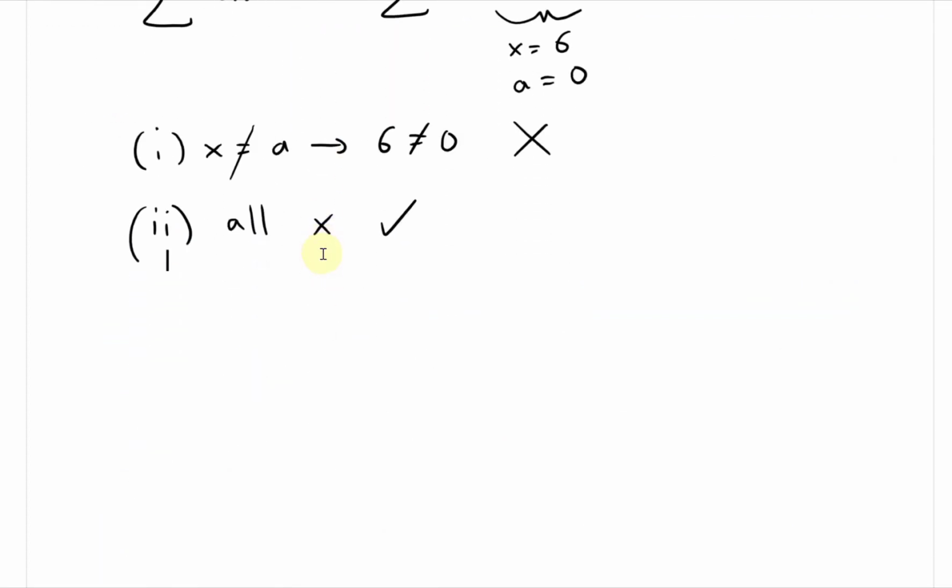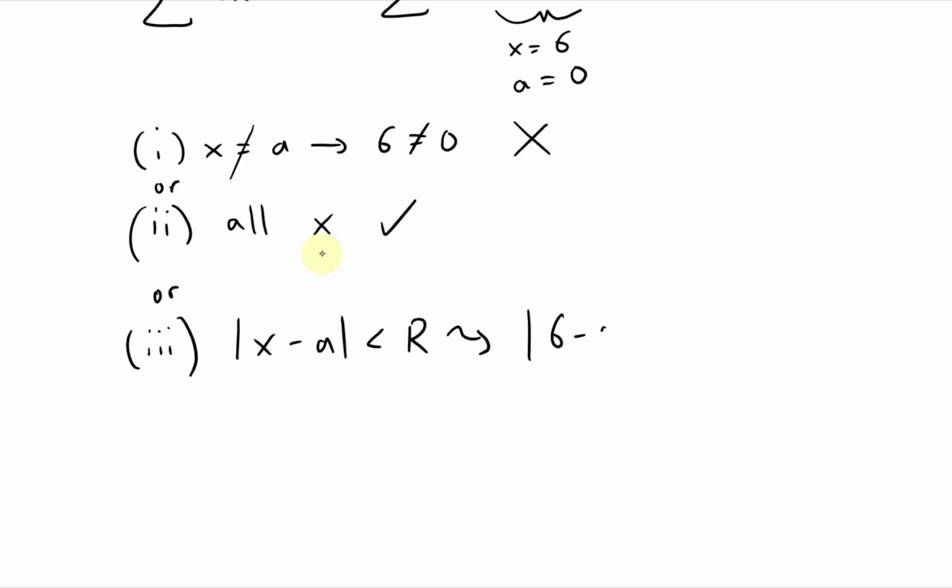Or we have case 3, where the absolute value of x minus a is less than r. And in our case, we have the absolute value of 6 minus 0, which just equals 6. So in our case, 6 is less than r. So we have 2 possible scenarios: either this or this.